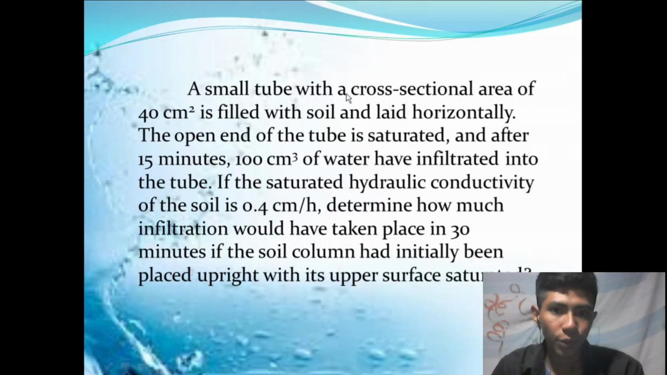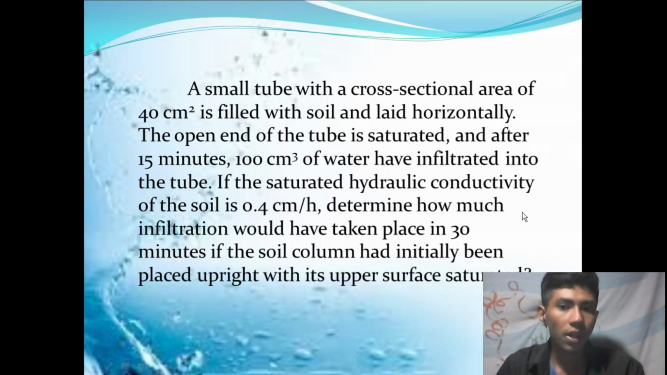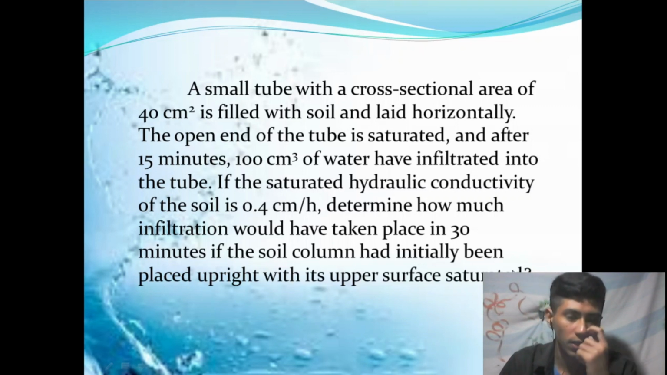A small tube with a cross-sectional area of 40 centimeters squared is filled with soil and laid horizontally. The open end of tube is saturated, and after 15 minutes, 100 cubic centimeter of water have infiltrated into the tube. If the saturated hydraulic conductivity of the soil is 0.4 cm per hour, determine how much infiltration would have taken place in 30 minutes if the soil column had initially been placed upright with its upper surface saturated.